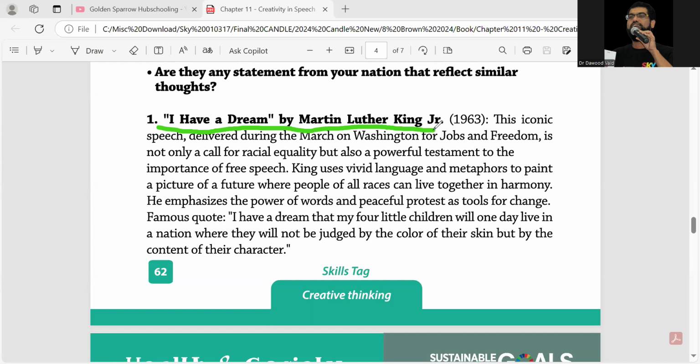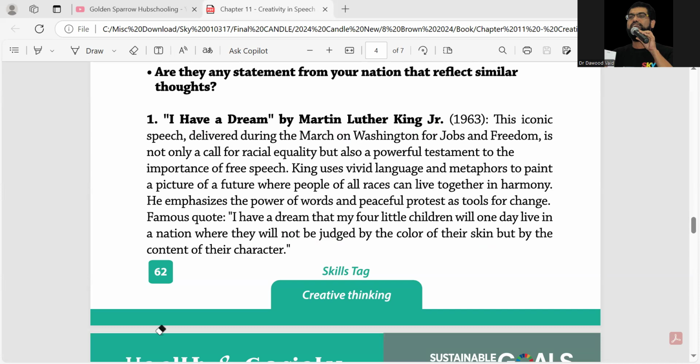He said, "I have a dream that my four little children will one day live in a nation where they will not be judged by the color of the skin, but by the content of the character." When Barack Obama became the first Black president of the United States, I think he had this beautiful reflection of not only Martin Luther King, but also Nelson Mandela, another beautiful Black rights activist.